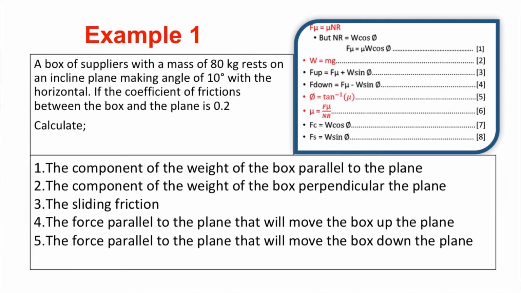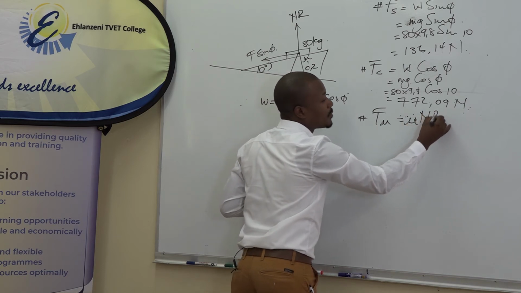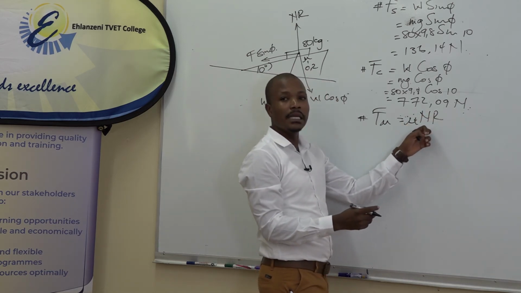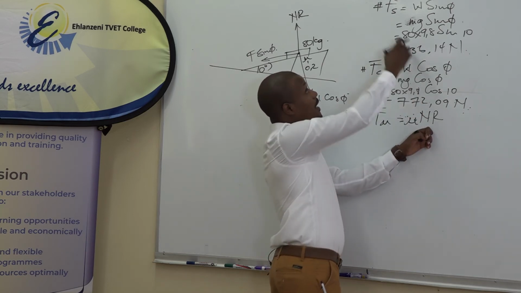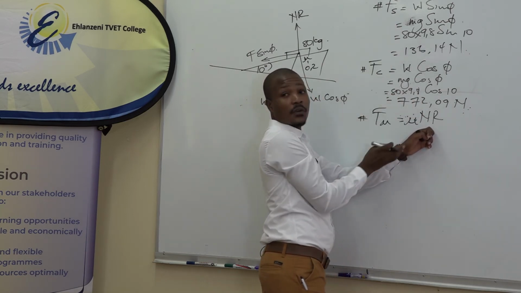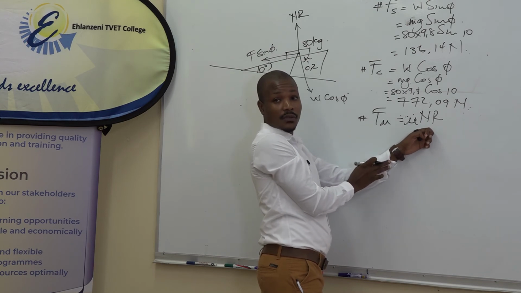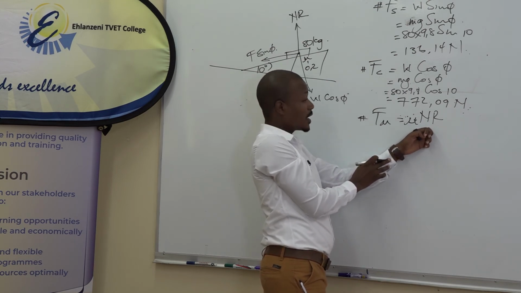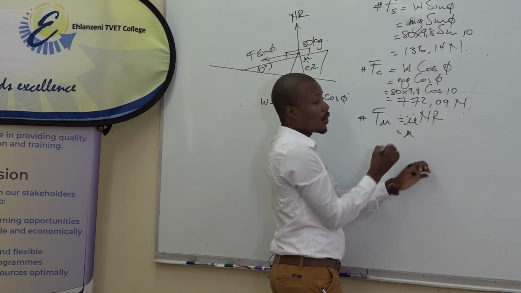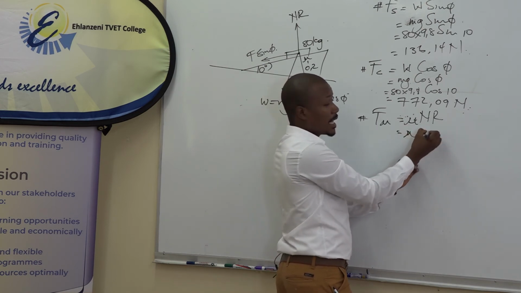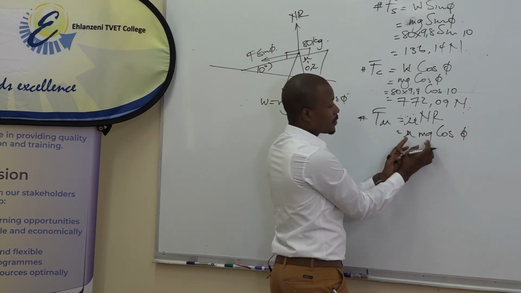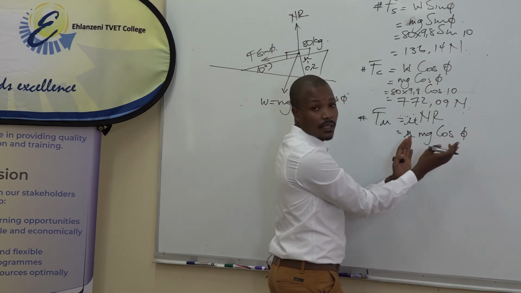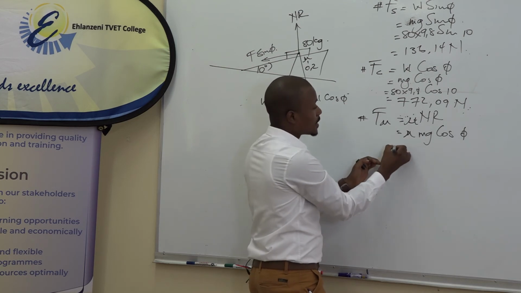The frictional force is given by the coefficient of friction multiplied by the normal reaction. But what is the normal reaction now? Normal reaction is the value of the force component perpendicular to the inclined plane, right? So this is like saying coefficient of friction, mass, gravity, cos theta. But because mass, gravity, and cos theta I've already calculated, I could just simply substitute that there.